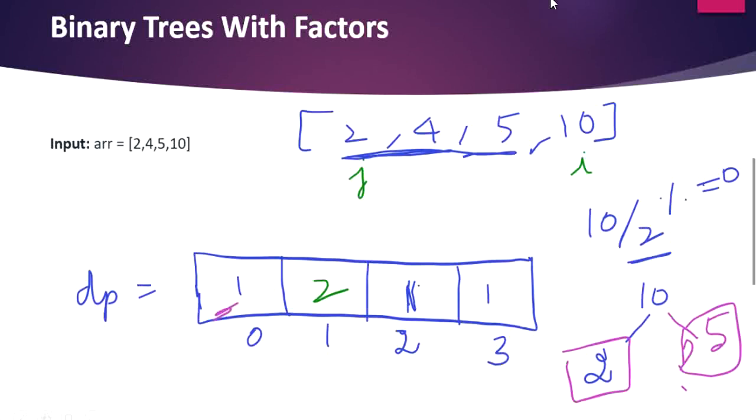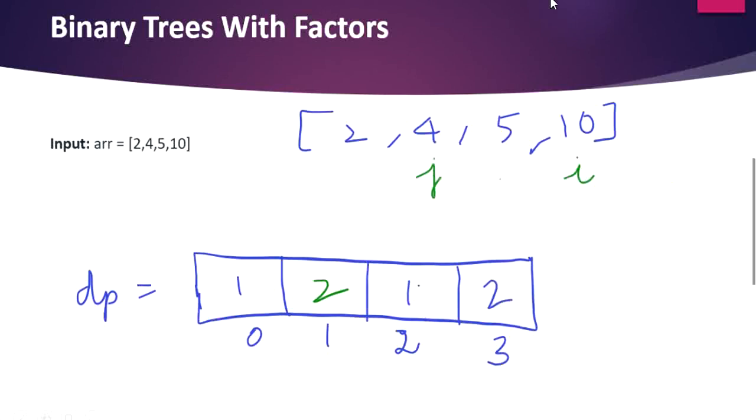Also 5 times 1 is 1, so 1 into 1 is going to be 1. So far we have one binary tree already present by using the value 10. So adding one more to the position, updating, there can be two trees formed by using 10. So now we have checked with 2. Now it's time to check with 4.